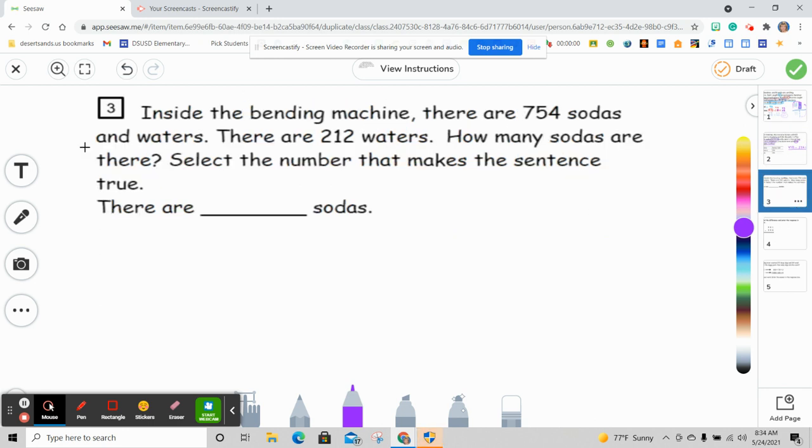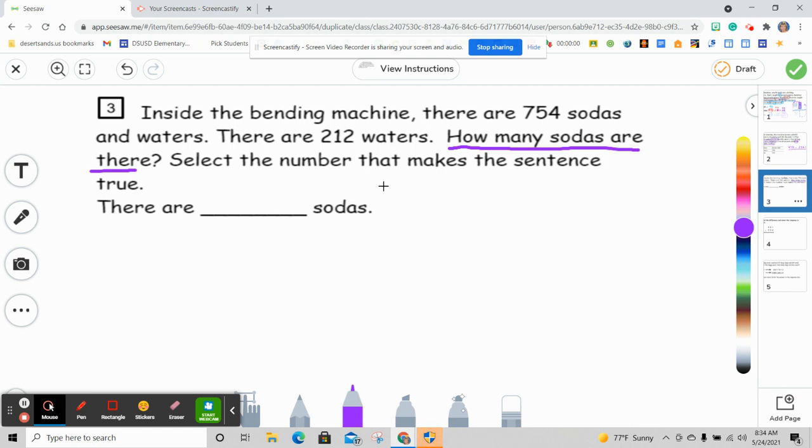Okay, number 3. Inside the vending machine, there are 754 sodas and waters. That means in all, there's 754 sodas and waters. Now, there are 212 waters. So of those 754, 212 are waters. Now, what are they asking us to solve? How many sodas are there? So remember, in the machine, there's 754 sodas and waters.